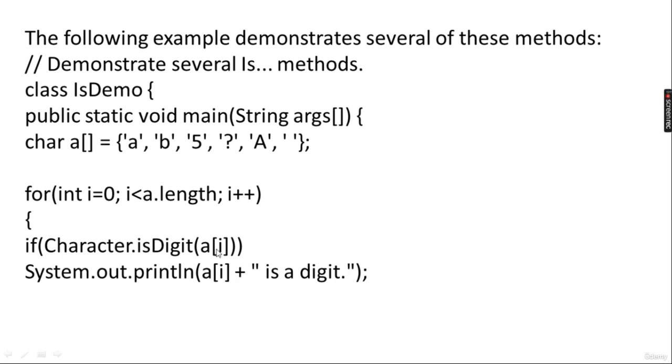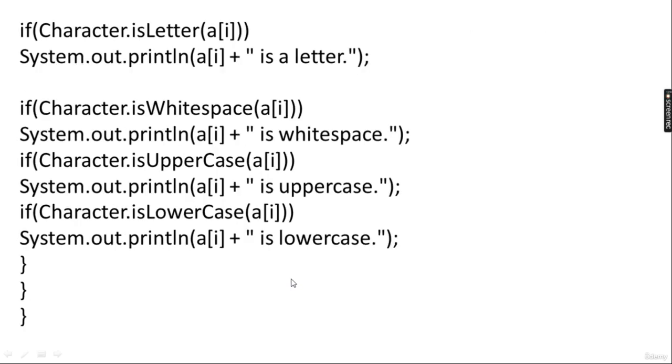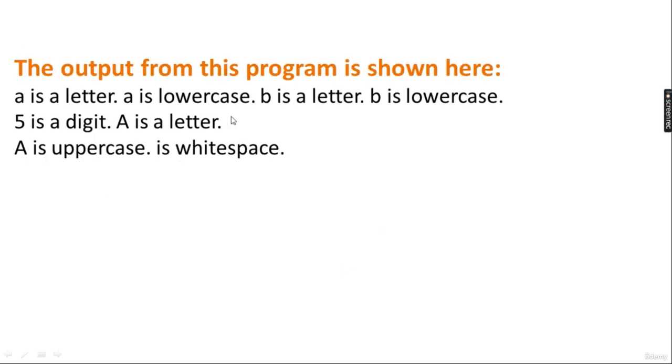If character is a digit, a[i] is a digit. Else if character is a letter, it will print a[i] is a letter. If it is white space, it will display a[i] is white space. If it is uppercase, it will display a[i] is uppercase. Otherwise, it is lowercase. The output: a is a letter, a is lowercase, b is a letter, b is lowercase, 5 is a digit, 5; A is a letter, A is uppercase, space is white space.